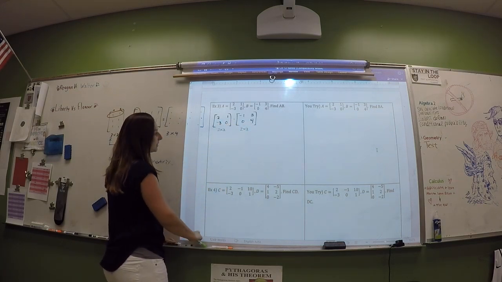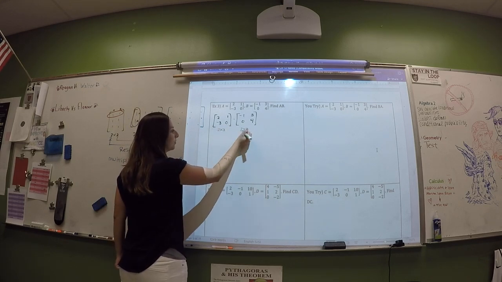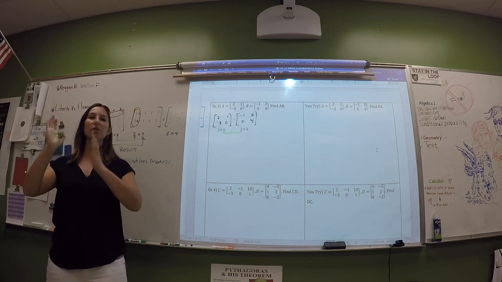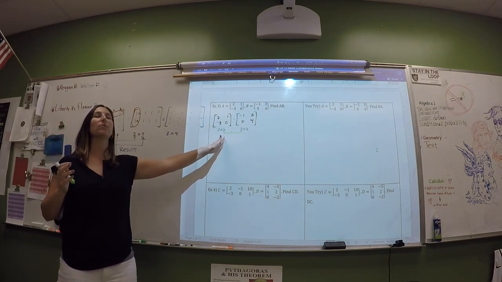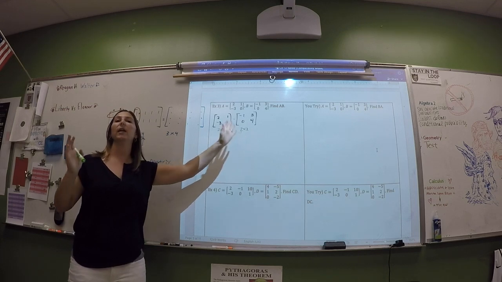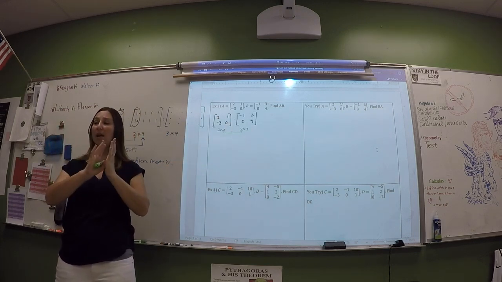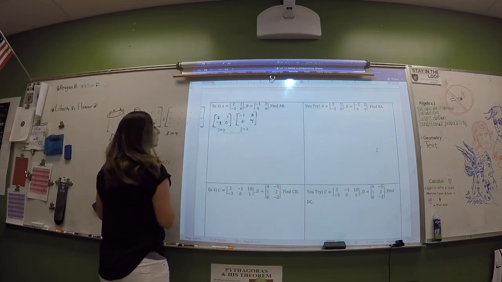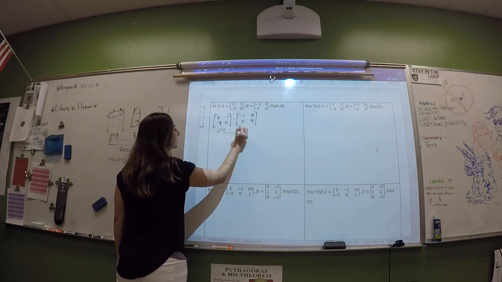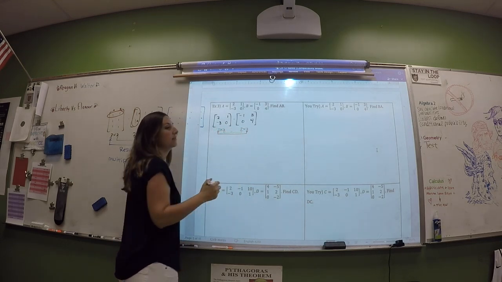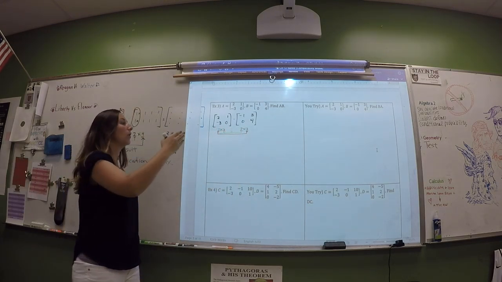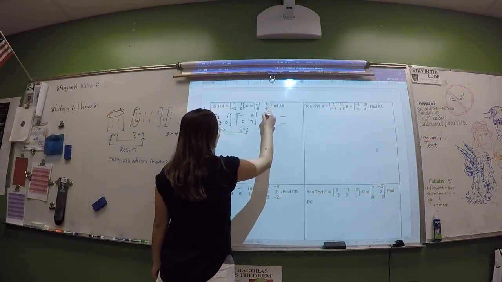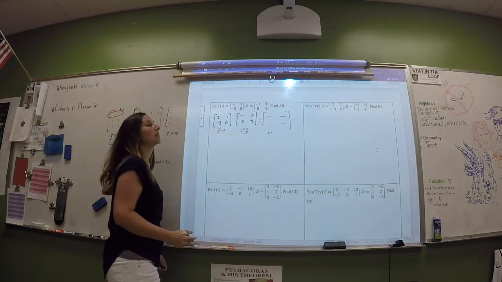The inside dimensions tell us that we're allowed to multiply them together because they're equal. So as long as the inside dimensions, the columns of matrix 1 and the rows of matrix 2, are the same, then we're allowed to multiply them. Then the outside dimensions tell us the answer's dimensions. So 2 by 2 is what our answer is gonna be. It's gonna look something like this.